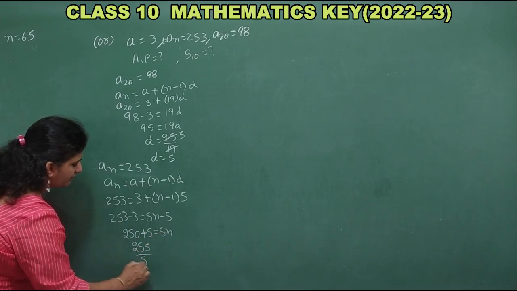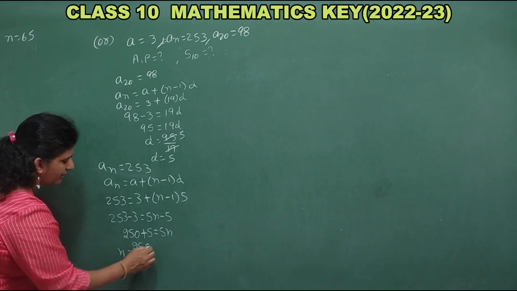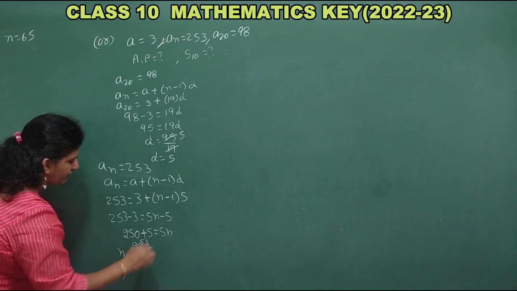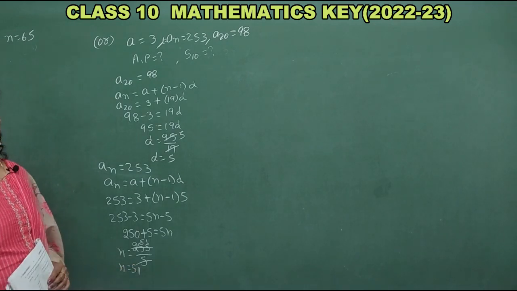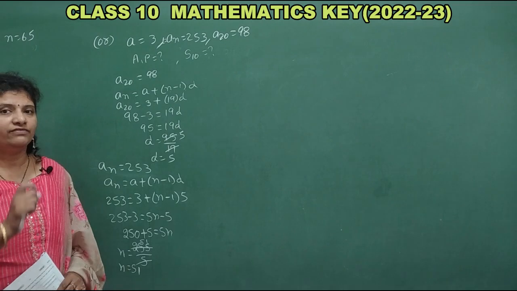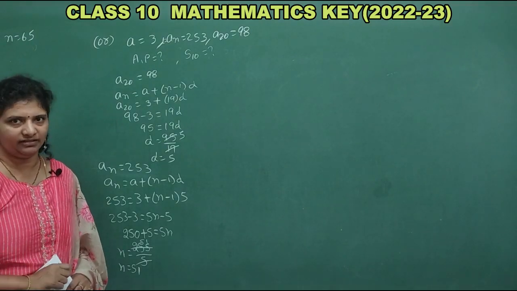255 by 5 is equal to N. That is, 5 5s are 25, 5 1s are 5. N is equal to 51. So how many terms are there? 51 terms are there in this.